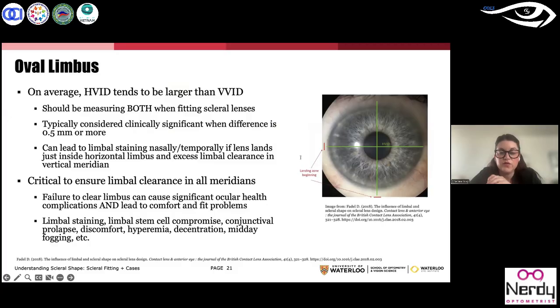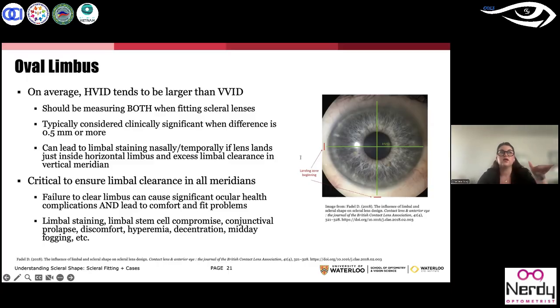You can see from that photo, an image from Daddy Fidel, who's done some work looking at this, that if you're using a lens with a spherical limbal zone, it's going to land maybe right at the nasal and temporal limbus, or just inside it, and that can lead to limbal staining, or you're going to get excess limbal clearance in the vertical meridian. Either case, we don't want that, and it can lead to lens problems. So it's very critical to ensure limbal clearance in all meridians.